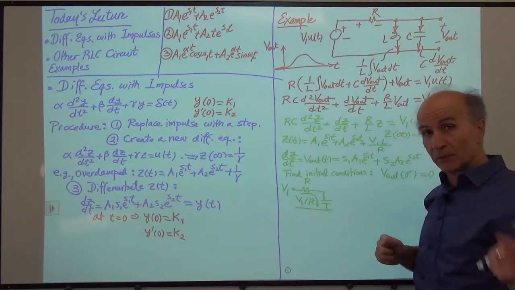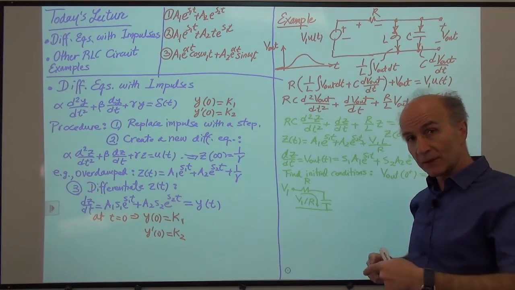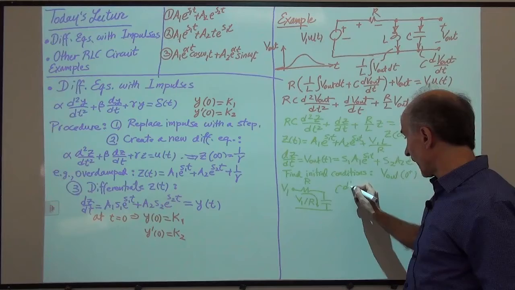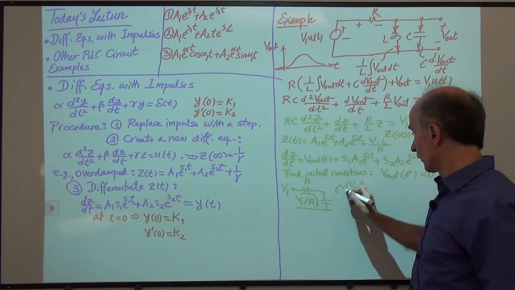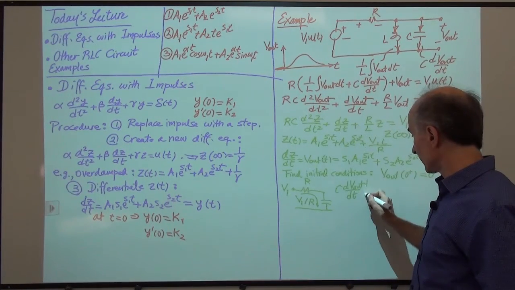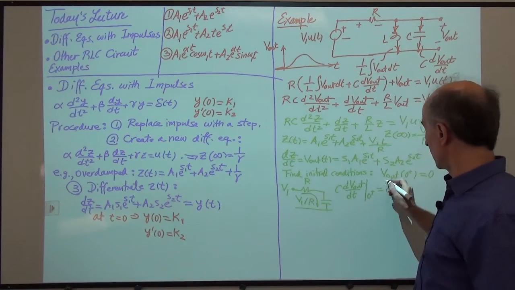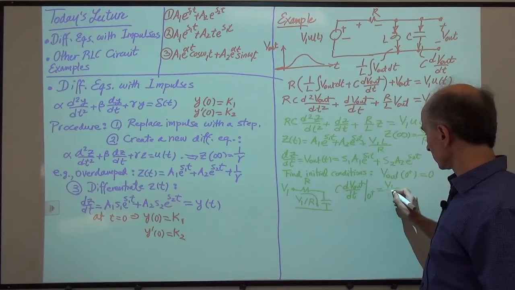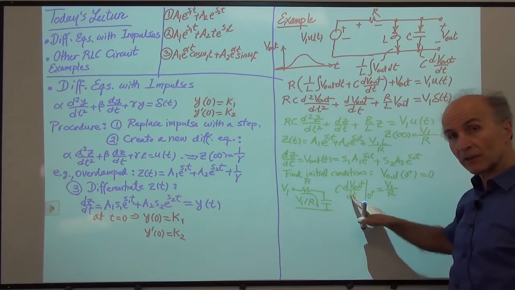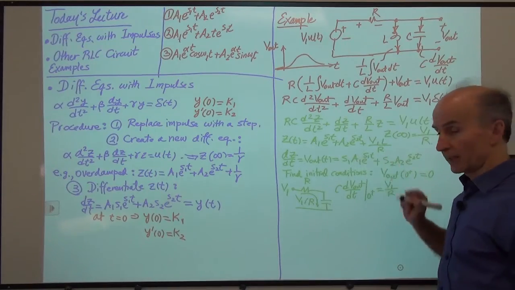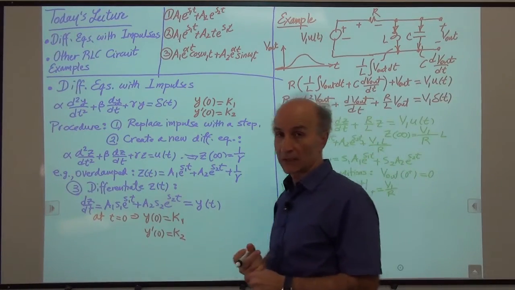And I know that the current through the capacitor is given by C dV over dt. So I can say C dV out over dt at time 0 plus is equal to this value, V1 over R. So that's the second initial condition I was looking for. With these two, I can find A1 and A2. And then we are done.